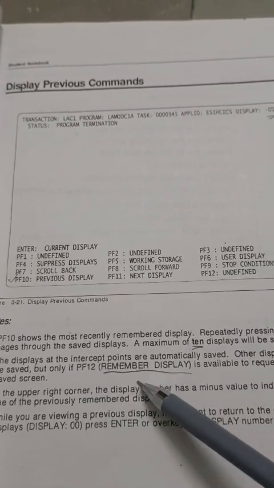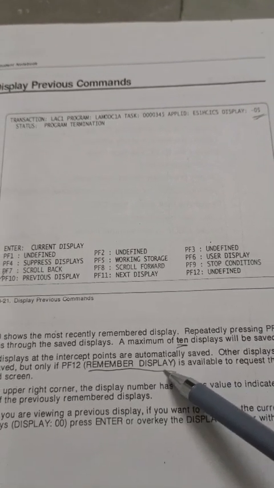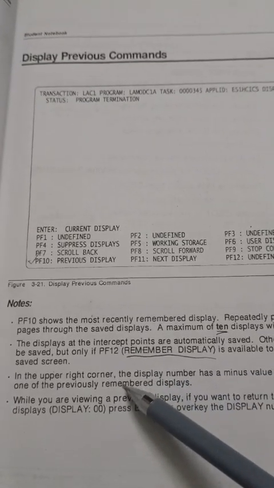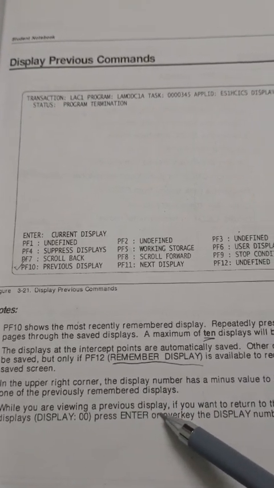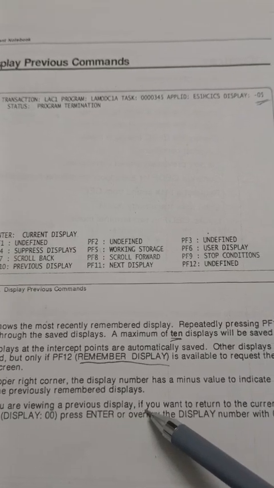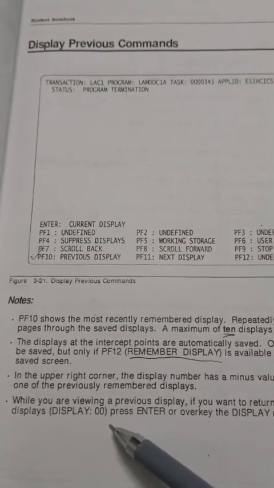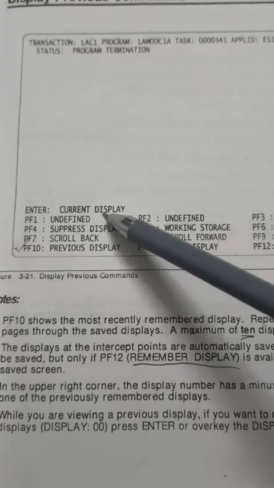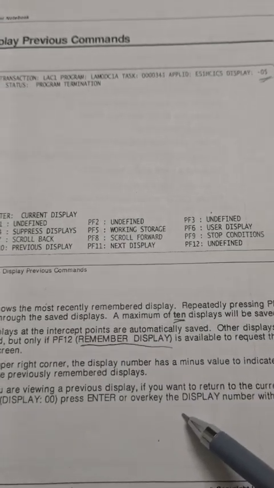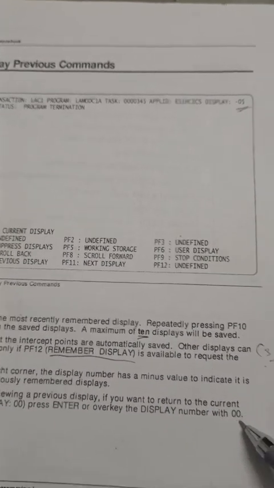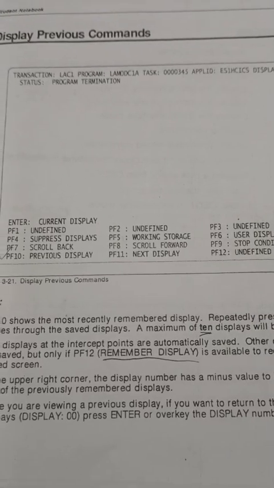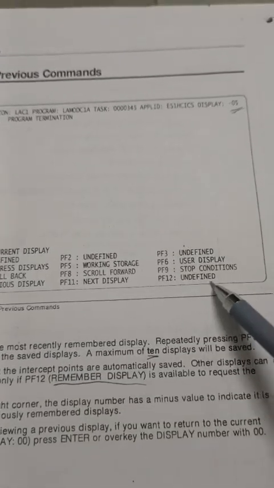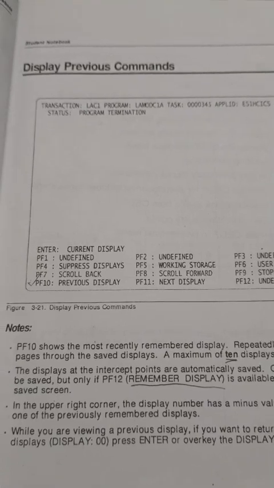To display the interrupted screen, remember PF12; it will repeatedly display the screen. If you are viewing a previous display and want to return to the current screen display, use display 00. This is the current screen display. Press the Enter key or overwrite the display number with 00. Previous display means press PF10, and next display means press PF11.